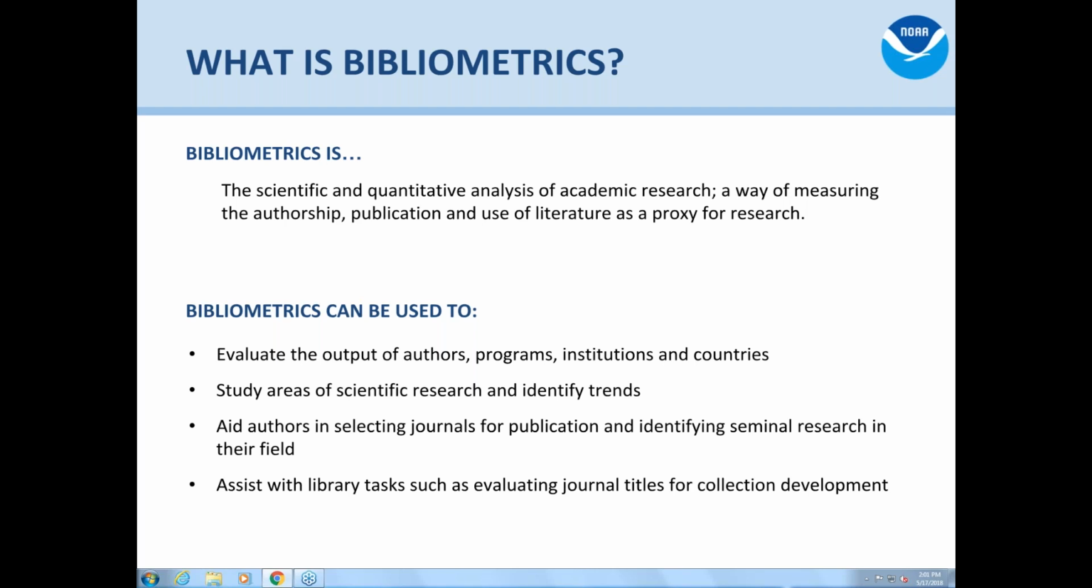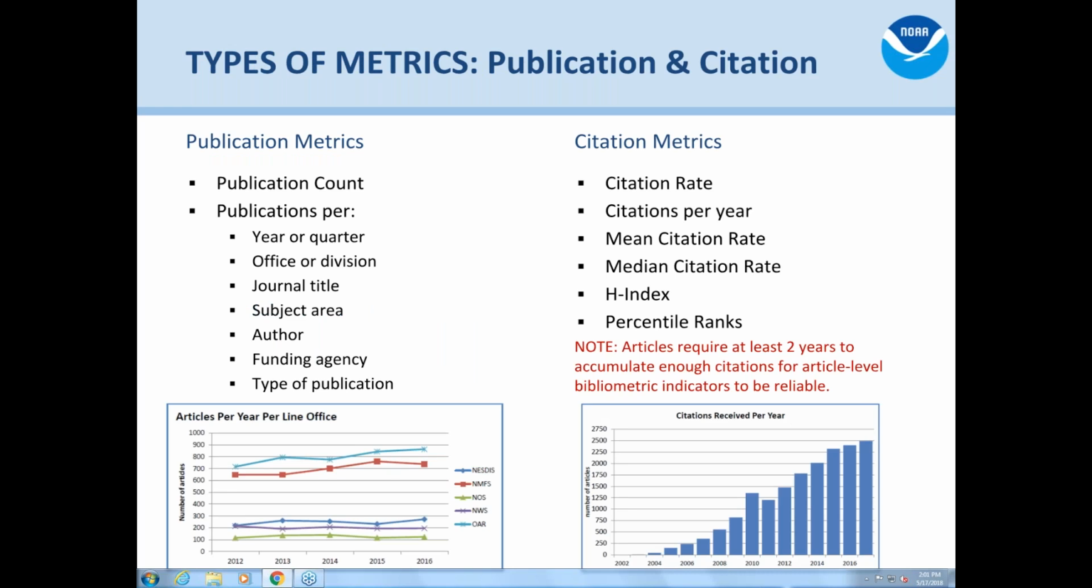So let's jump into types of metrics. Publication and citation metrics are the core metrics of the entirety of bibliometrics. They are the building blocks of where other metrics come from. Publication metrics give us different ways to understand publishing counts. For instance, the chart on the left shows articles per year per line office from 2012 to 2016. But we could just as easily produce a chart showing publishing by journal title or funding agency. These are just ways to let us quantify and view our publishing output.